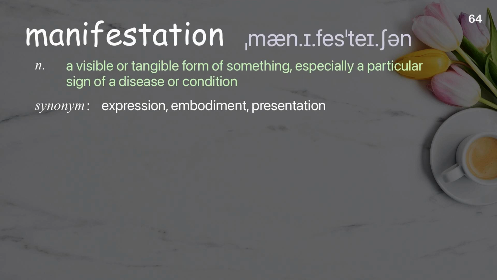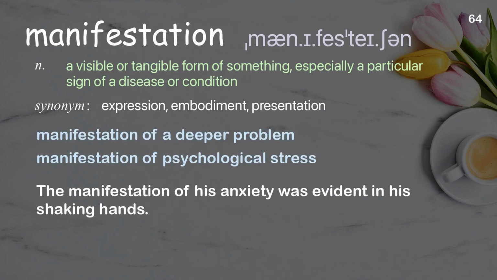Manifestation: a visible or tangible form of something, especially a particular sign of a disease or condition. Examples: manifestation of a deeper problem, manifestation of psychological stress. The manifestation of his anxiety was evident in his shaking hands.